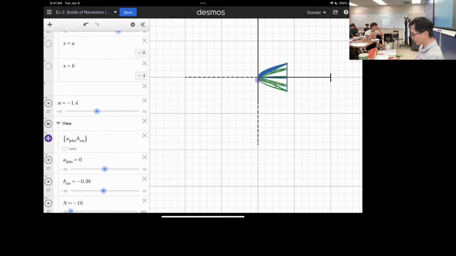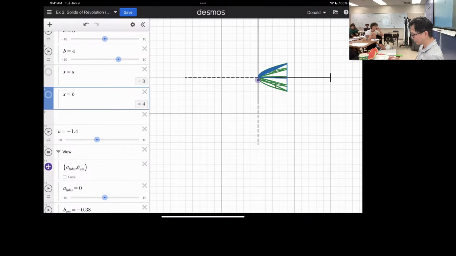Now what if I change this to 3? If I change this to 3, wait, how do I change this to 3? Oh, change it.